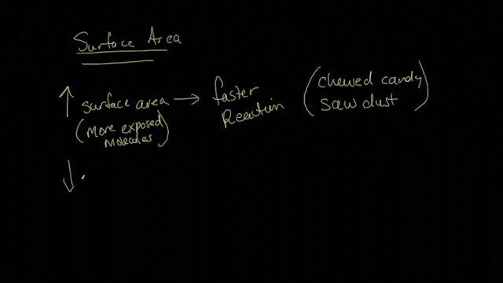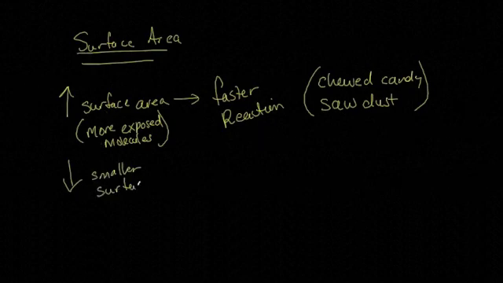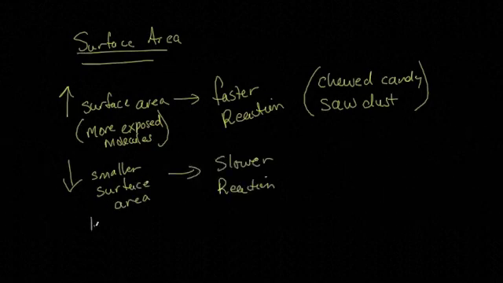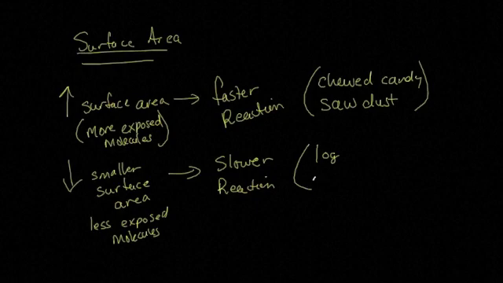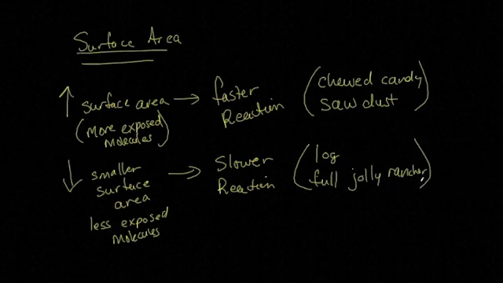Okay, so therefore, a log or a big chunk of candy has a smaller surface area. So a smaller surface area leads to a slower reaction because there are less exposed molecules. And you can think of that as the big log or the big chunk of candy, right? The full Jolly Rancher. So if you want to enjoy the Jolly Rancher longer, don't chew it because it'll break down much more quickly if you're going to chew it up.